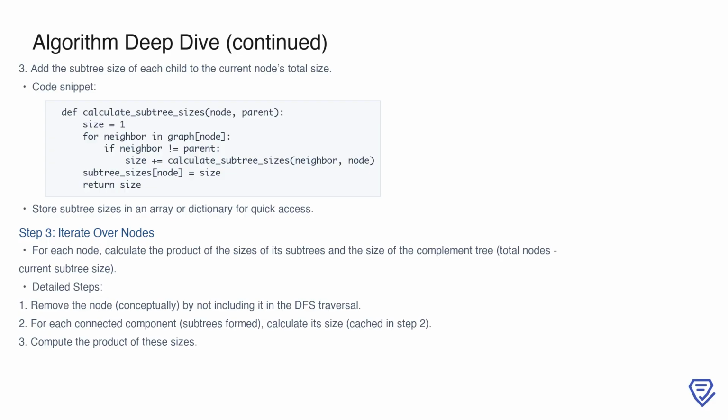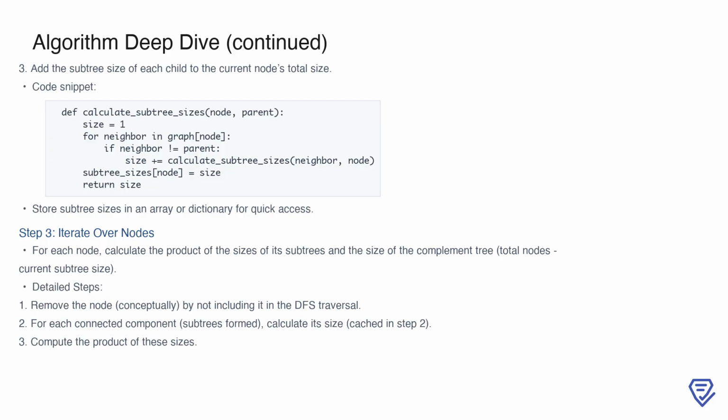def calculate_subtree_sizes(node, parent): size = 1; for neighbor in graph[node]: if neighbor == parent: continue; size += calculate_subtree_sizes(neighbor, node); subtree_sizes[node] = size; return size. This function ensures that the subtree sizes are computed and cached in a dictionary or array for quick lookup during subsequent calculations. Once we have these subtree sizes, we move on to iterating over each node to calculate scores.